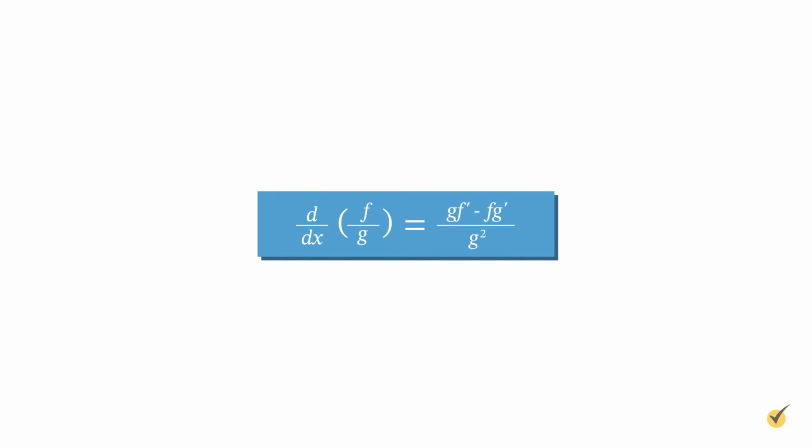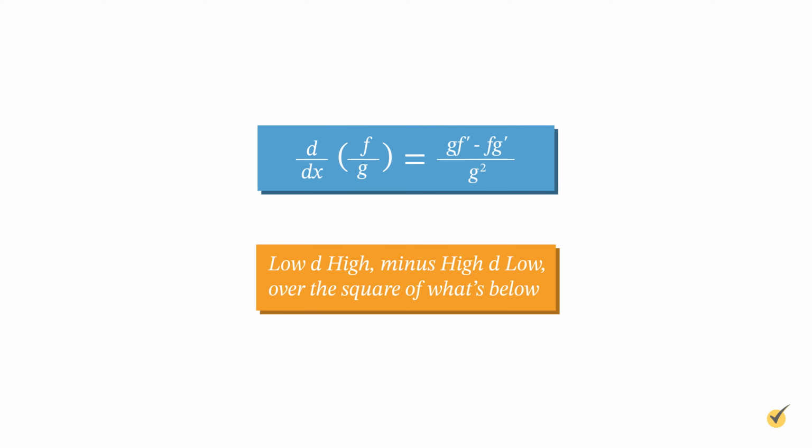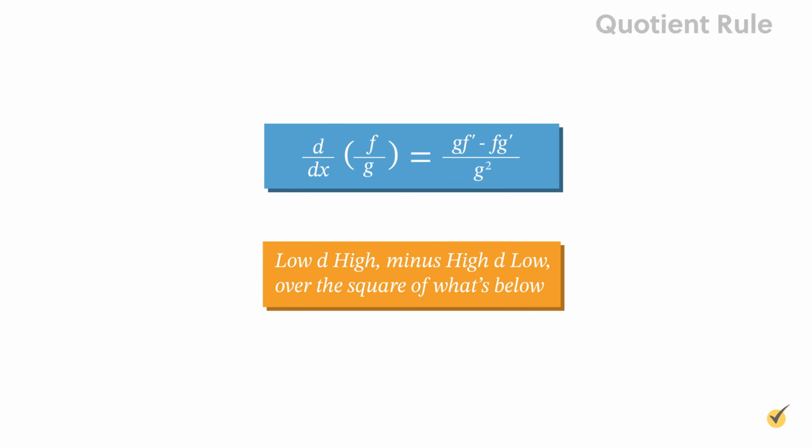To use the letters f and g, the quotient rule can be written in this way. The derivative of f over g is the quantity g times f prime minus f times g prime divided by the quantity g squared. Remember, low d high minus high d low over the square of what's below. Let's try this out on an example.